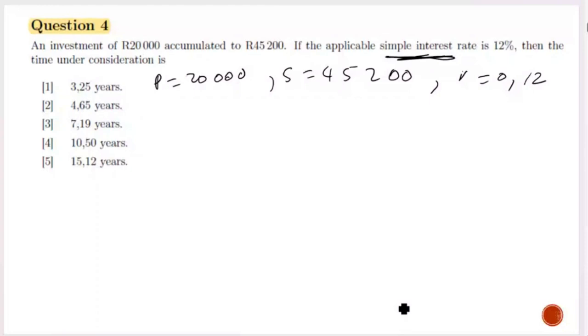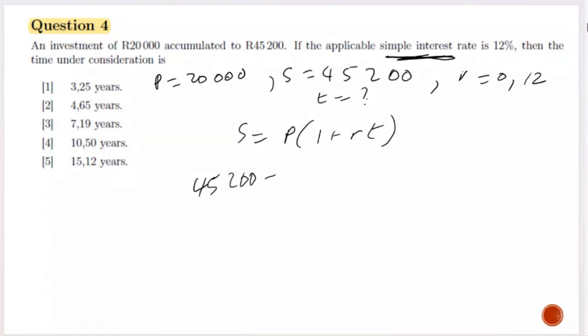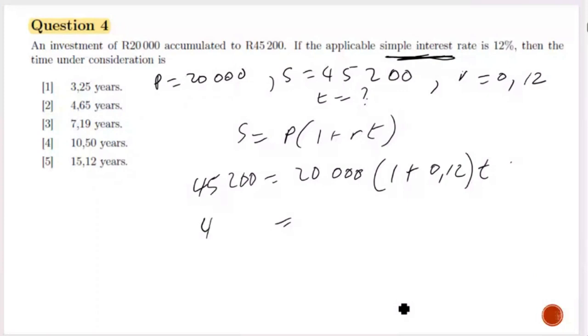Then you have to calculate your time here. Okay, so now you know your simple interest formula. It is S is equal to P into 1 plus RT. And then here, we don't know the time, the units of the time. So you know your S is 45,200, which is equal to 20,000 into 1 plus your R, which is 0.12, T. So 45,200 divided by 20,000.